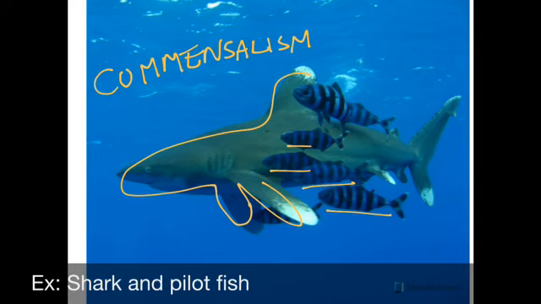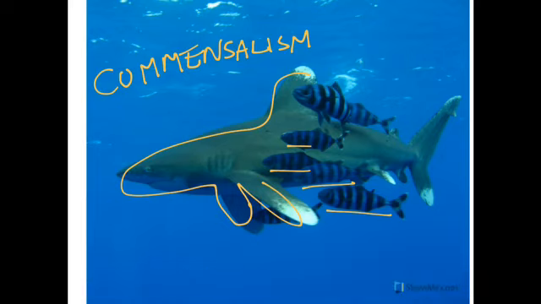Now, pilot fish is like a shark groupie. It's going to hover close to the shark and look for stray bits of food. In the small crumbs, the shark doesn't lose anything, he doesn't gain anything, but they're how the pilot fish survive. So the pilot fish benefits at no cost to the shark.